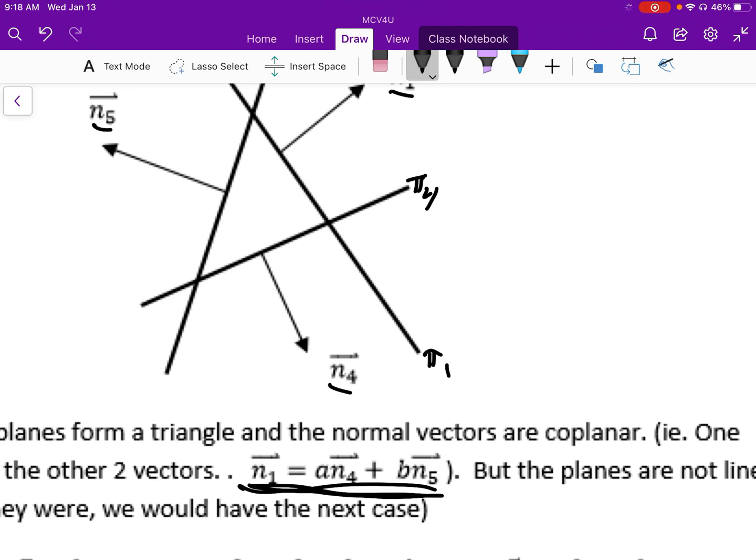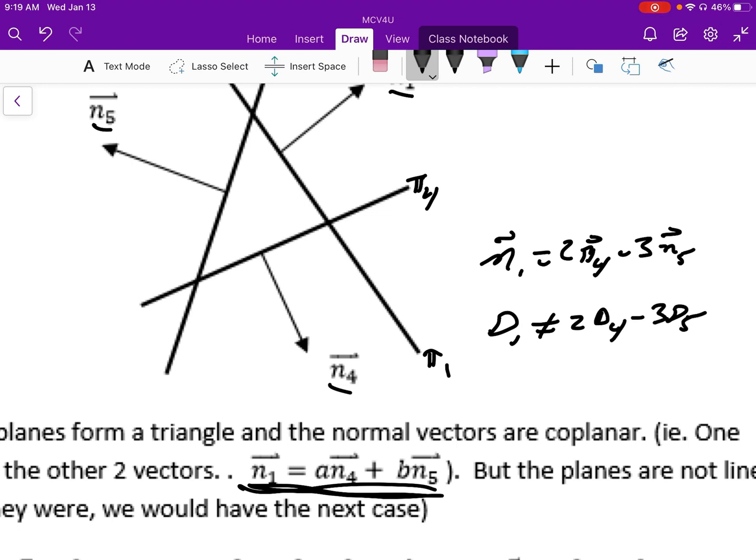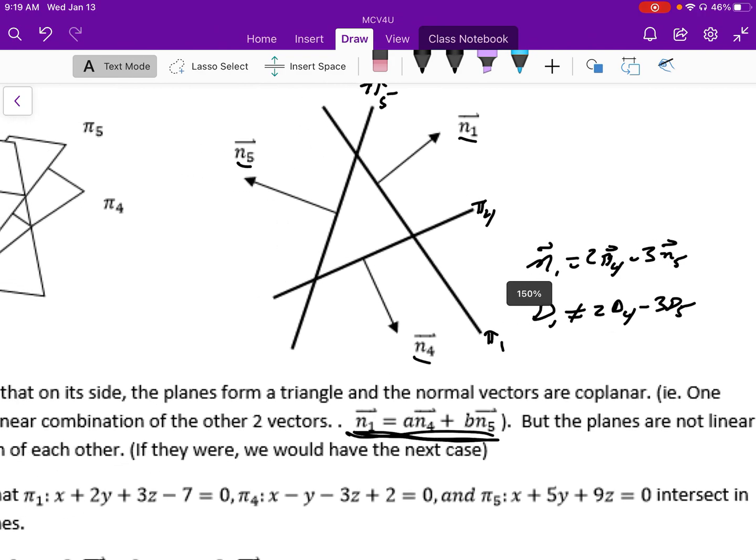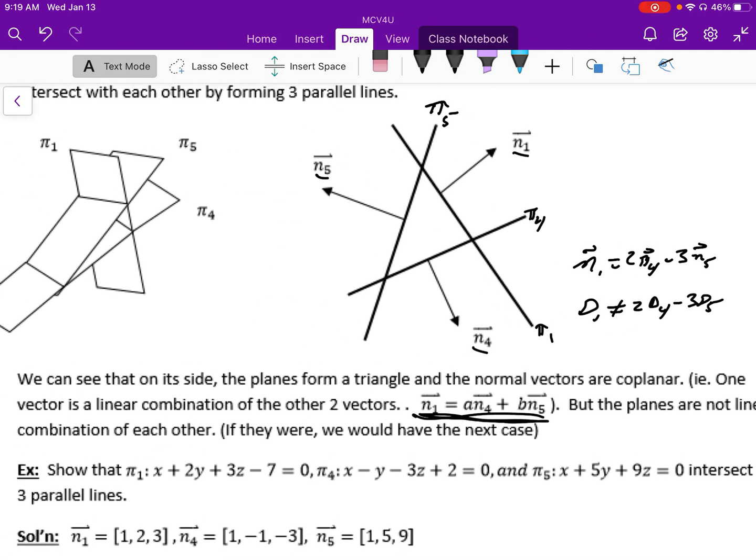If, for example, I had n1, not pi 1 but n1, equal to 2n4 minus 3n5, then d1 does not equal 2 times d4 minus 3 times d5. The linear combination would not work with the planes, the full planes themselves. And that gives you your third case.